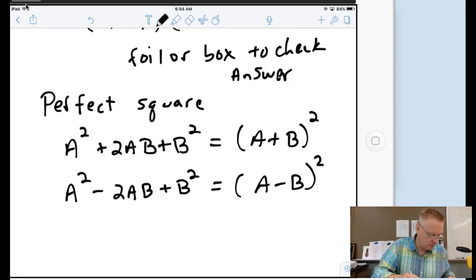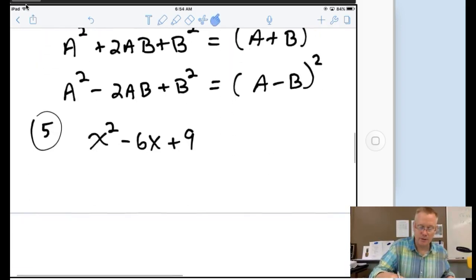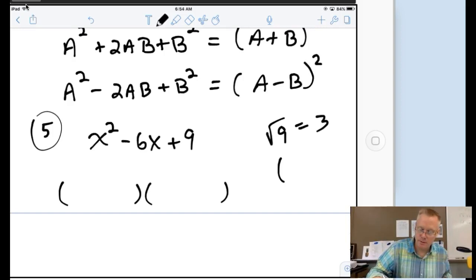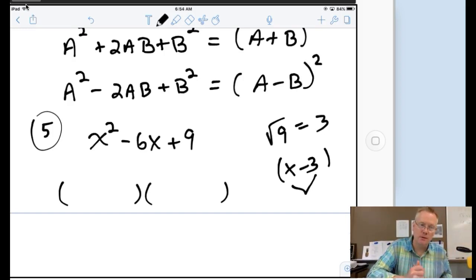Let me give you a problem here. Number 5, I think I'm on. I got x squared minus 6x plus 9, and they want me to factor it. So, if I'm going to check it, I start over with what's the square root of c, which in this case is 3. And since that's a minus, it's going to be x minus 3. So if I take these two and multiply them together and then double it, you get the middle term.